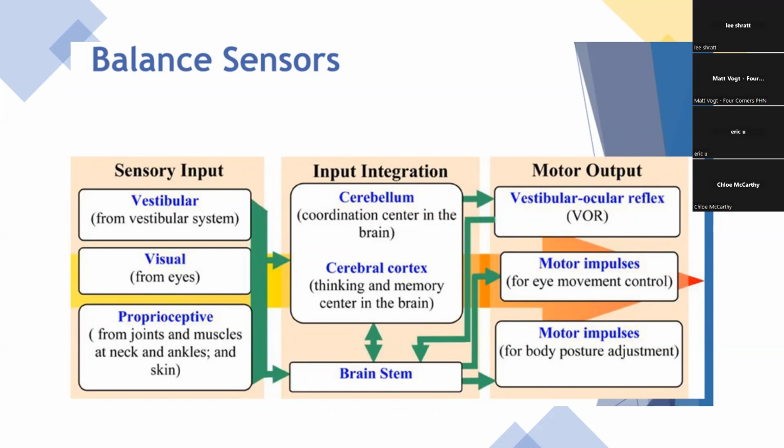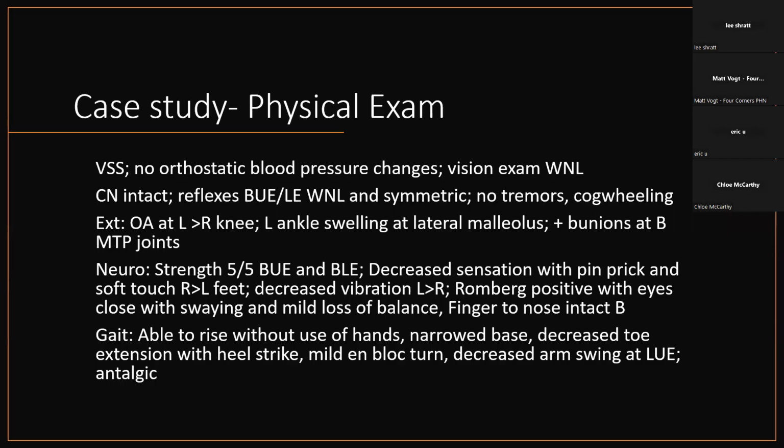Okay, next slide, please. So on my case study, the physical exam, her vital signs were stable. There were no orthostatic blood pressure problems. Her vision was normal. Her other parts of her exam, as far as heart, lung, abdomen, all of that was normal. Her cranial nerves were intact, reflexes, both upper and lower extremity, were normal and symmetric. She had no tremors or cogwheeling.